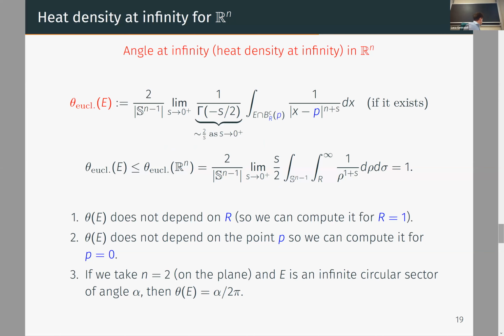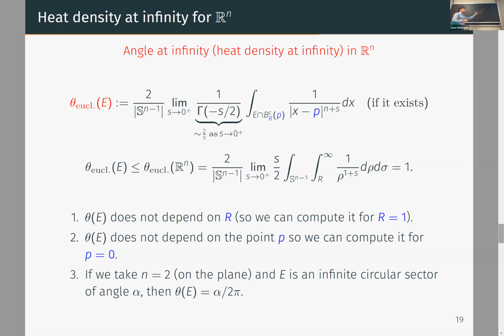And maybe I will make a little drawing. You want to compute the angle at infinity of a set. So we are in a Riemannian manifold of infinite volume, so it's non-compact. And what you do is you take your set, which goes to infinity. Then you take a ball, and you integrate the singular kernel outside. So you integrate this.